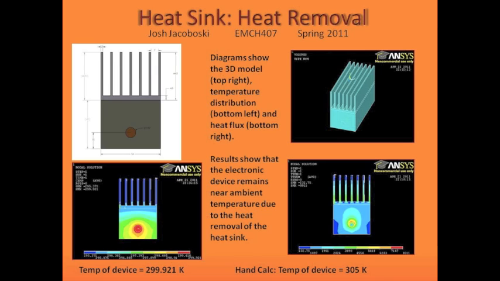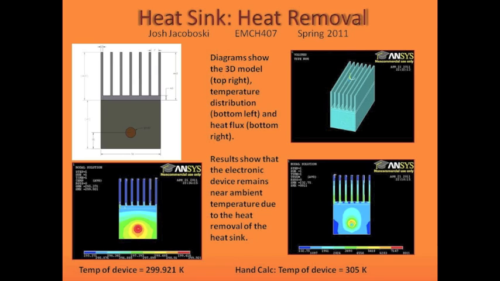ANSYS was used for this project to get the simulation results. On the bottom left there is the temperature distribution. That red circle in the middle is the copper rod that is modeled to imitate the electronic device. And as you can see, the temperature dissipates throughout the device and exits out through the fins, which is basically what a heatsink is made to do. And the bottom right is the heat flux that is shown through the device and out through the fins.